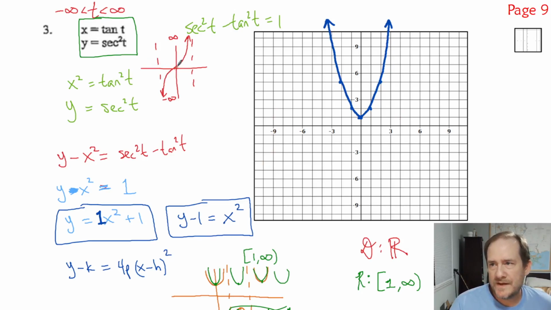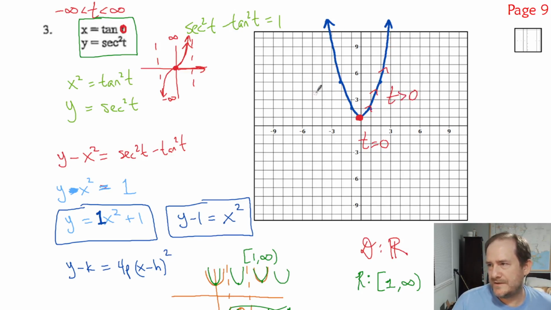Based on the fact that tangent equals 0 at 0, I can see that when t is 0, my x will be 0. So that starting point is definitely where t equals 0. And based on the fact that as t increases, my x's are going to increase, I can see that my direction of growth is this way. But again, this half of the parabola would only be generated by the positive t's.